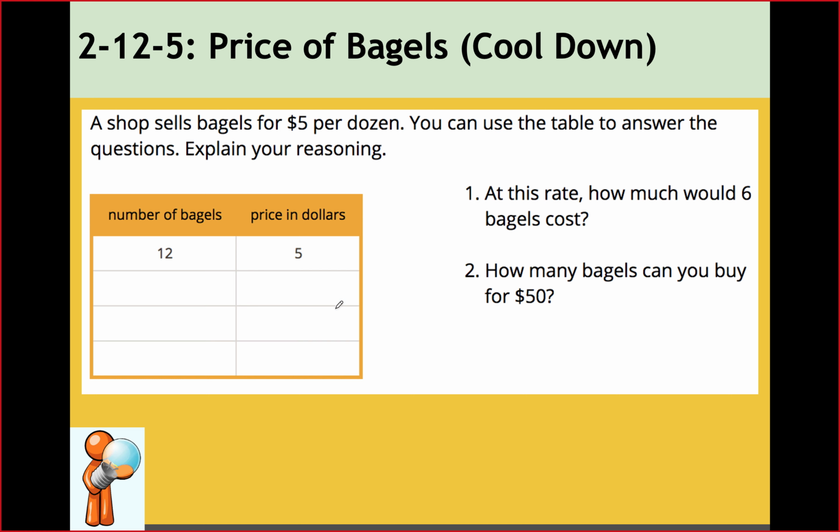So for your cool down today, we're going to be talking about bagels. A shop sells bagels for $5 per dozen. You can use the table to answer the question. You can draw this out on a piece of paper and just type up the answers to 1 and 2, or you can upload your picture. I'm not going to do this for you because I want to see if you can do it.